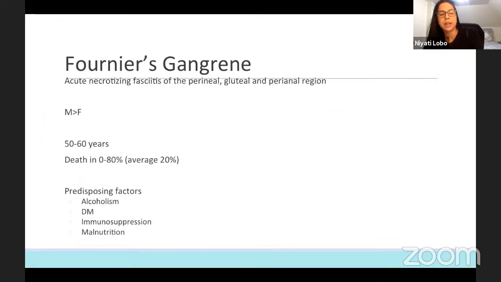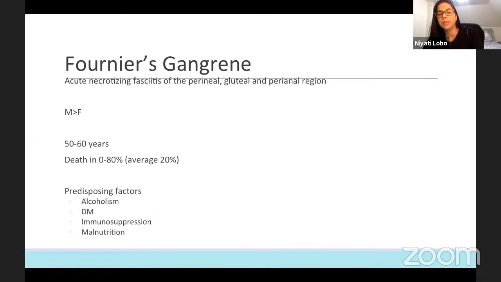And I think this is the last thing we're going to cover. Fournier's gangrene, which is another urological emergency. It is necrotizing fasciitis of the perineal, gluteal and perianal region. It has a very high mortality. Historically, we would quote it as 50% mortality. Now it's probably between 10 to 20%.